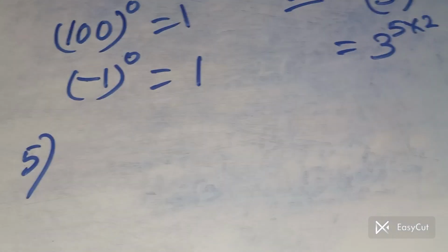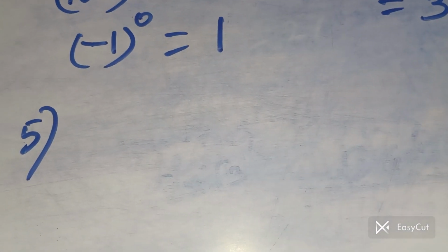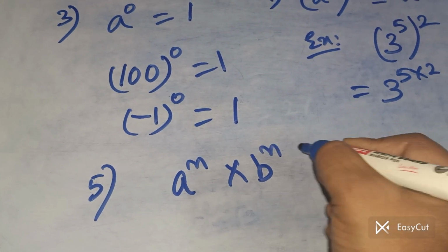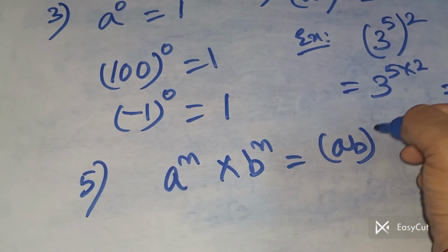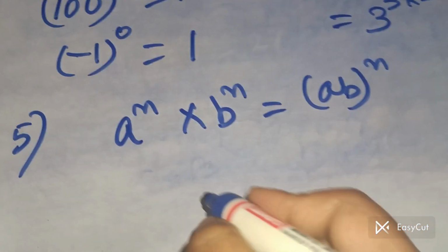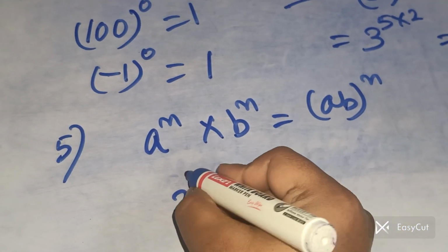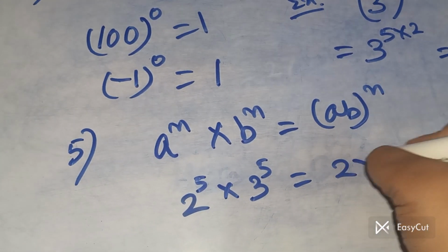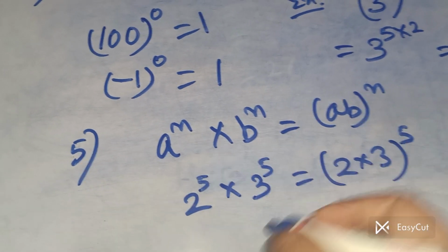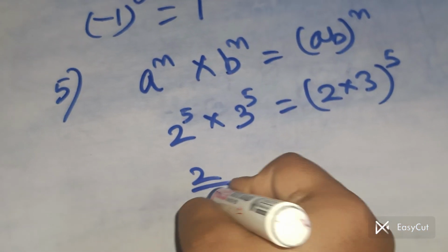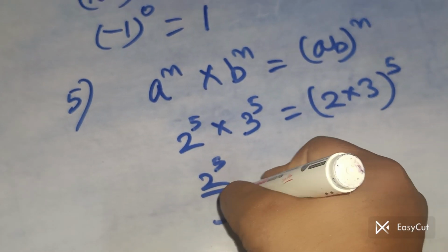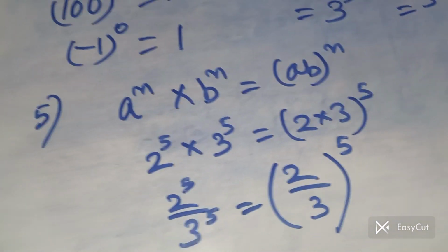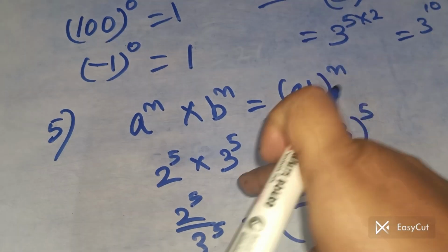Next is, if a and b are two rational numbers, and if a to the power n into b to the power n, then we can write it as ab whole to the power n. Like if it is 2 to the power 5 into 3 to the power 5, then we can write it as 2 into 3 whole to the power 5. Or it is also applicable for this: 2 to the power 5 by 3 to the power 5, we can write as 2 by 3 whole to the power 5. We are just writing the power in common.